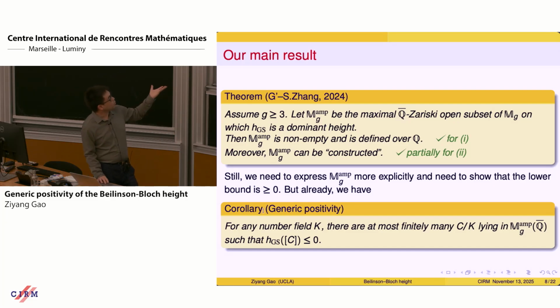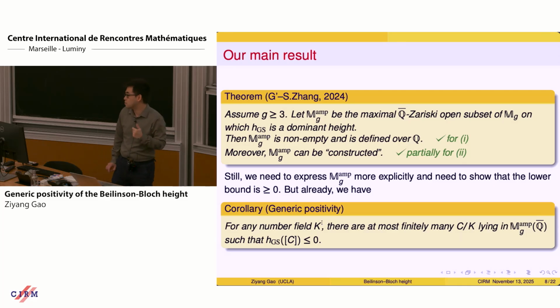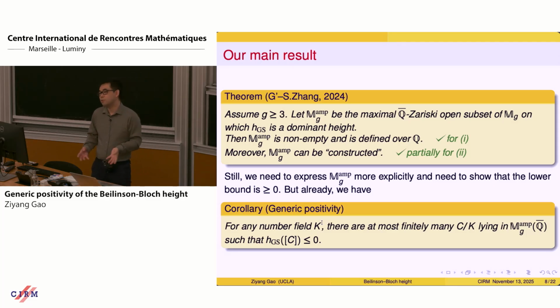But at least now we can get a corollary of the Northcott property: fixing any number field, we have only finitely many curves which have negative height. So this is a generic positivity result. And also for cycles, usually when we study this kind of problem, we do fix a number field to study these cycles. Okay, so this is the generic positivity as a corollary of the Northcott property.